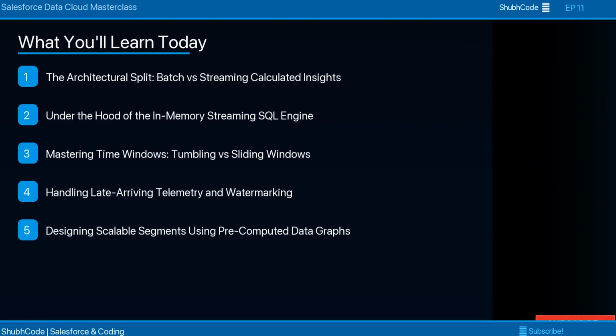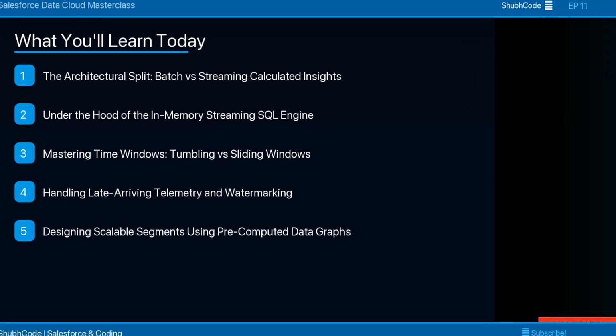Here's what we're covering today. The architectural split, batch versus streaming calculated insights. Then, under the hood of the in-memory streaming SQL engine. Then, mastering time windows, tumbling versus sliding windows. Then, handling late arriving telemetry and watermarking. Then, designing scalable segments using pre-computed data graphs. Stay for the last one, it's the piece most tutorials miss.